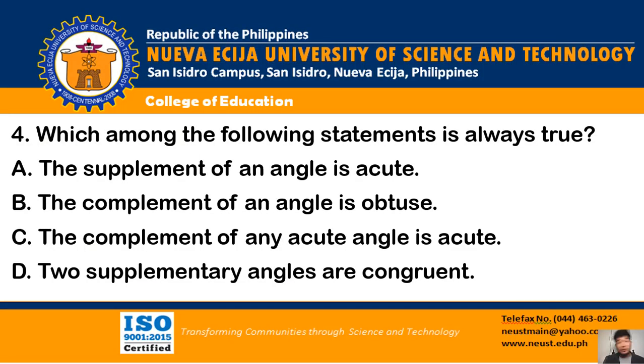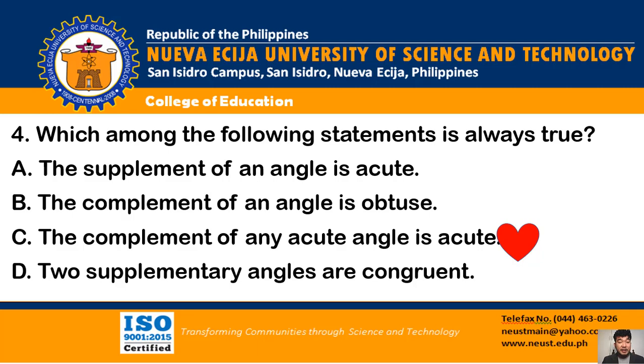So we move back to this problem, determining which among the following statements is always true. And the answer is letter C. The complement of any acute angle is acute. That is always true. Because for letter A, the supplement of an angle is acute. It can be true if the given angle is an obtuse angle, but if the given angle is an acute angle, then its supplement should be an obtuse one.